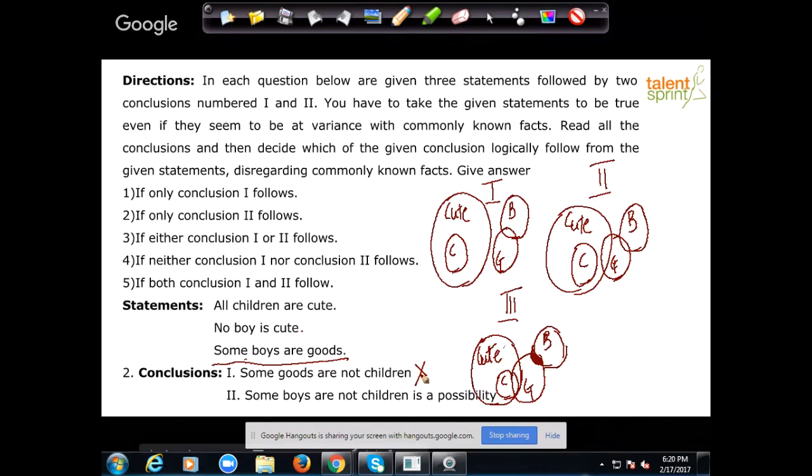Let's look at the second conclusion. Some boys are not children is a possibility. Now, we know that children is a subset of cute, and boys and cute do not overlap, as has been clearly mentioned in the second statement. Therefore, we know that boys and children overlapping is not a possibility. Therefore, there will be some boys who will not be children. Therefore, conclusion number 2 follows.